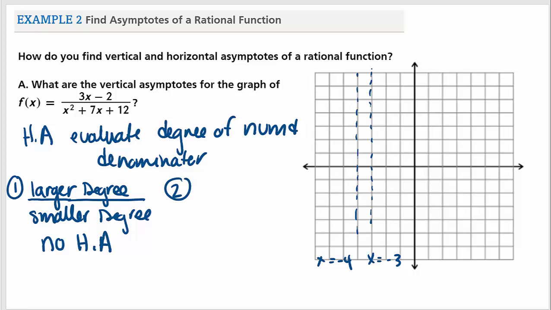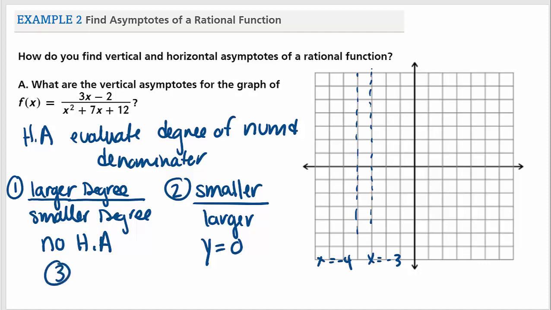When the degree in the numerator is smaller, then the horizontal asymptote will always be y is equal to 0. And the last one is if they're the same. The degree in the numerator is the same as the degree in the denominator. Then it is the leading coefficient of the numerator over the leading coefficient of the denominator.